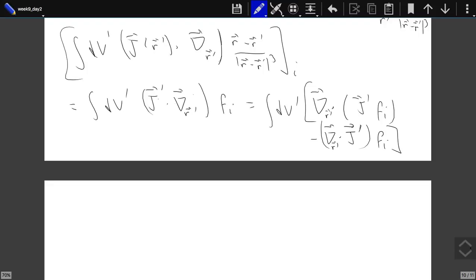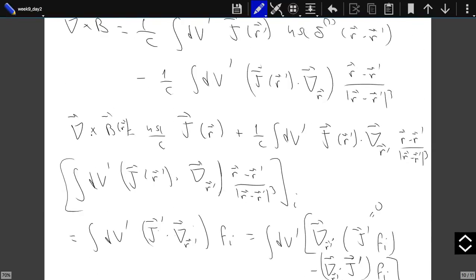Now, what is the divergence of J prime? Zero, because we are in magnetostatics. This is zero. Well, the first term, I can just convert it into a surface integral. My volume is infinite. I'm taking into account all the currents, since I'm calculating the total magnetic field. My volume is infinite, so my surface is at infinity. So the first term, when I convert it into a surface integral, is also zero. So the second term over here in the curl of B is zero. So I'm left with the first one.